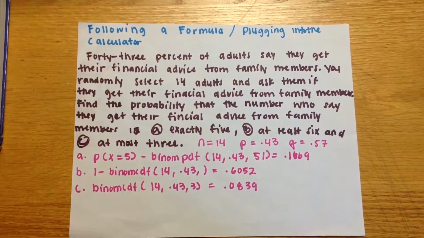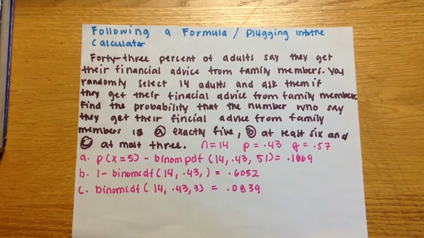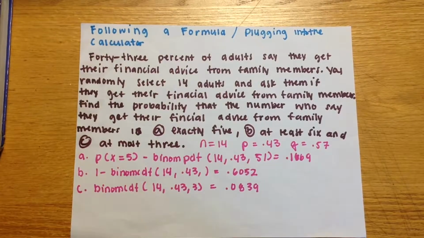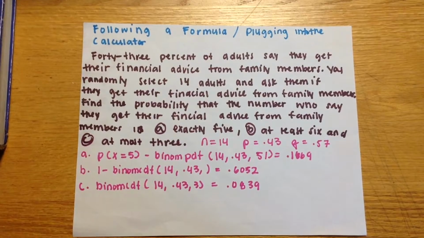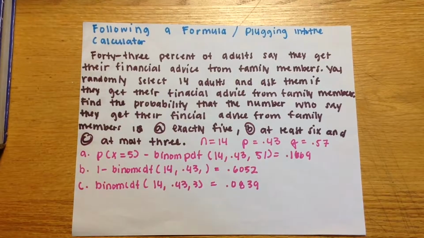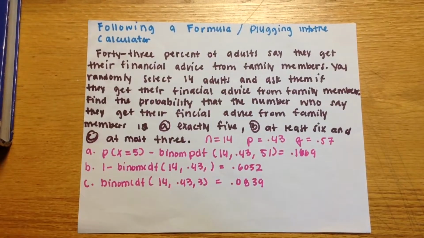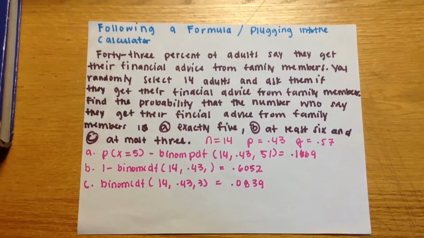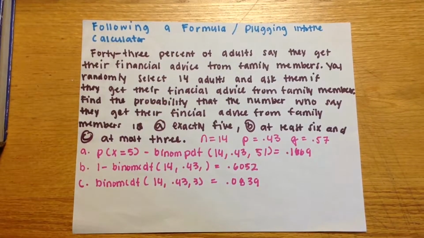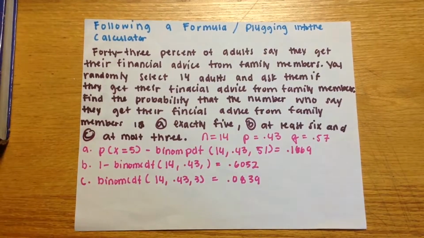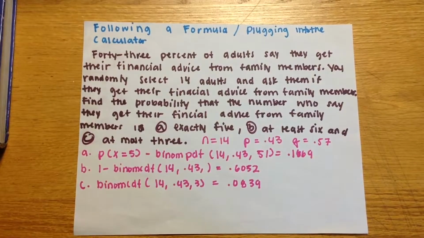43% of adults say they get their financial advice from family members. You randomly select 14 adults and ask them if they get their financial advice from family members. Find the probability that the number who say they get their financial advice from family members is A, exactly 5, B, at least 6, and C, at most 3. N is equal to 14, P is equal to 0.43, Q is equal to 0.57. A, B, and C are how to properly calculate these distributions.